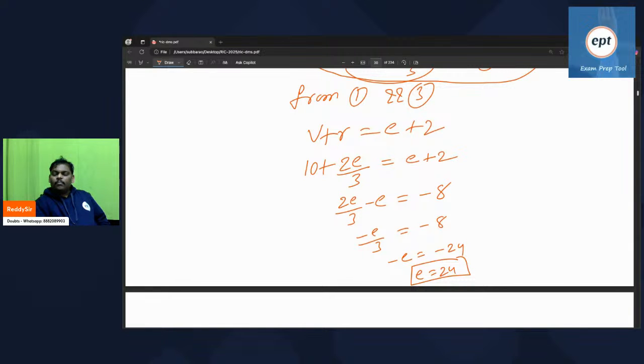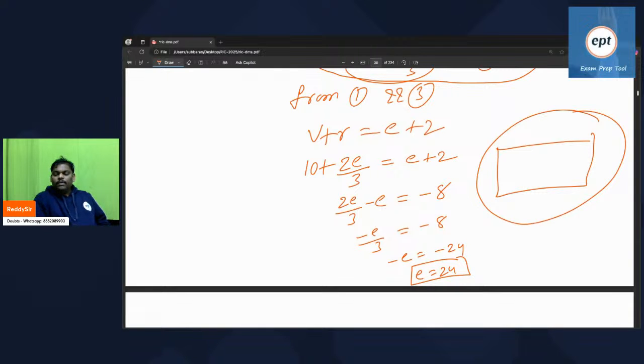Every planar graph is a complete graph? That is not necessary, right? It is planar, but it need not be a complete graph. It may be complete, may not be complete. What is the meaning of planar? Planar means no edge crossing. That is the only thing we can say.